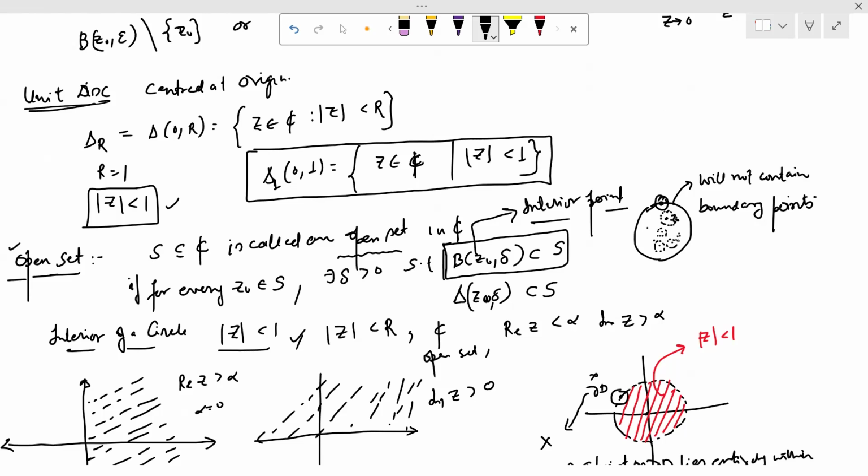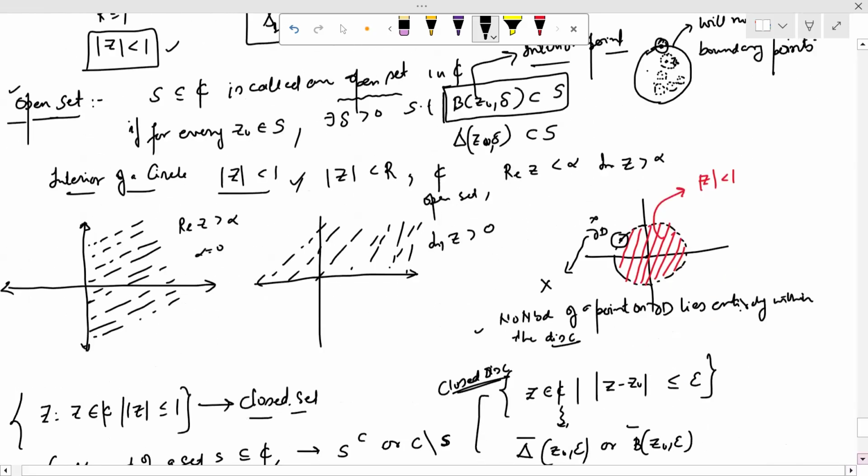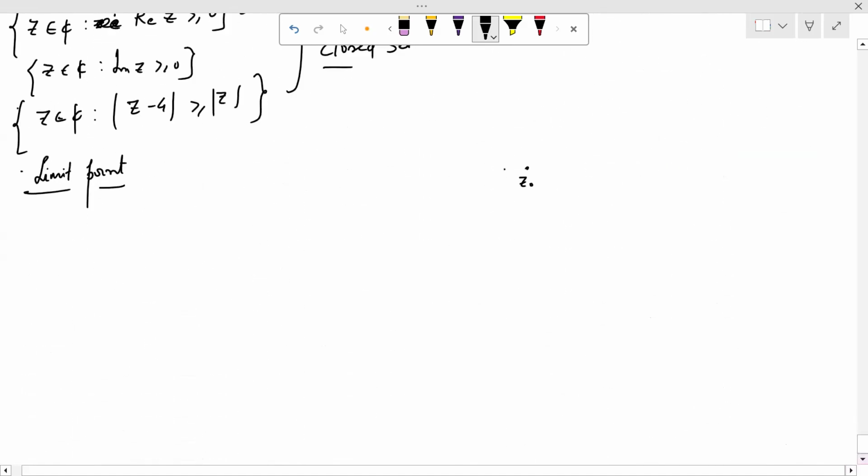This is the condition. And this is the precise reason why the boundary points are not included, because any neighborhood of a boundary point would contain some points which are outside. So it cannot be contained completely within the circle. Here also one has to understand that whenever we are defining a limit point, any neighborhood of point z naught must contain elements other than z naught. Only then we say that that particular point z naught is a limit point. So if I'm saying that z naught is a limit point, then the neighborhood containing z naught must contain points other than z naught.